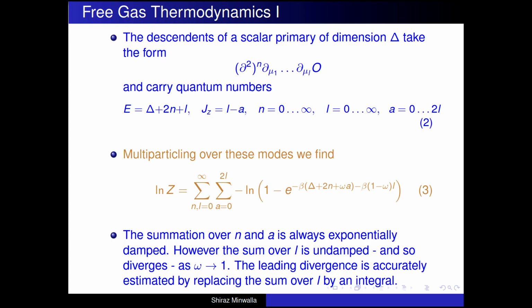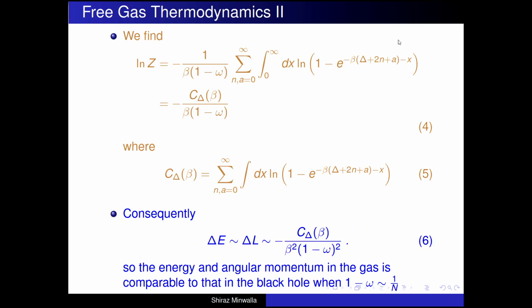The sums over A and N are weighted by beta to the power 2N and beta to the power omega A, and are highly damped. So the sums over A and N only get contributions from small values of A and N. However, look at the sum over L. That is weighted by a suppression factor that goes to 0 as omega goes to 1. So that is the divergence. Now, in order to quantitatively understand what's going on, in the limit that omega goes to 1, we can replace that sum over L by an integral and easily convince ourselves that this partition function is some stuff divided by 1 minus omega, has a pole in omega.